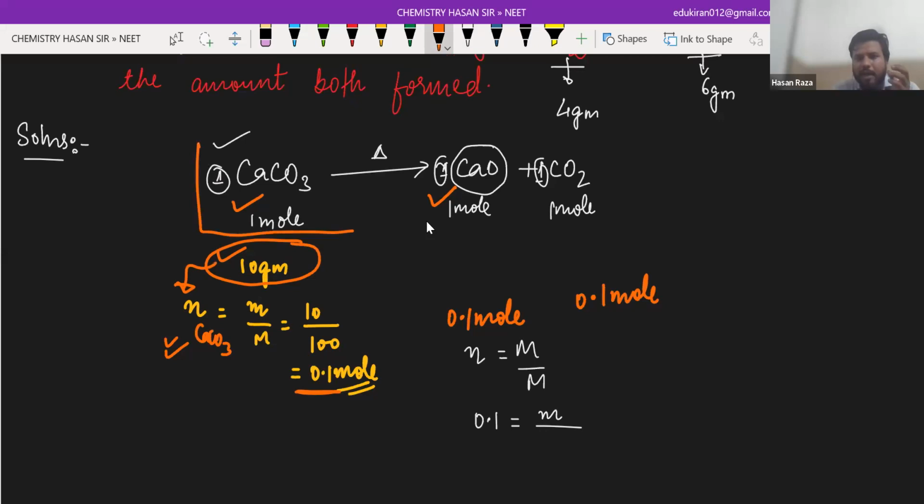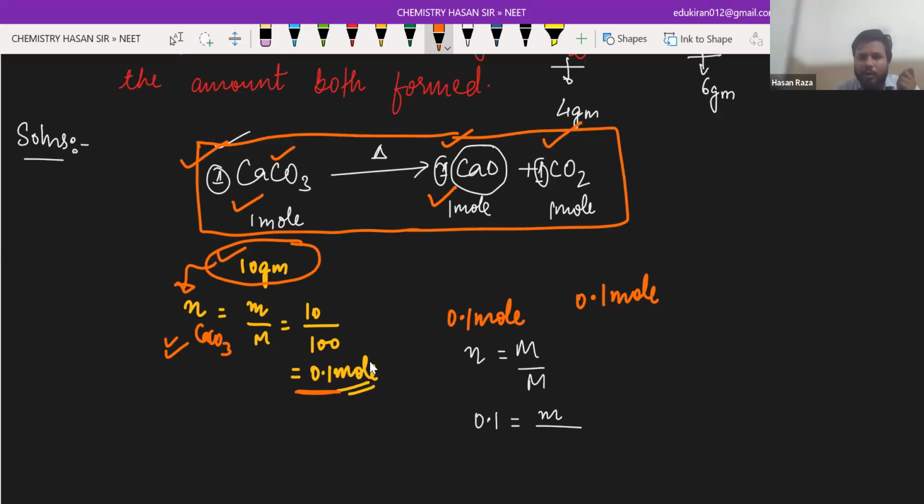So what I was saying is that whatever is given, either mass, volume, or number, you need to convert that into number of moles and then compare. This is the balanced chemical equation in which you can see 1 mole of this will give 1 mole of CaO and 1 mole of CO2. So after calculating the number of moles of CaCO3, you can see 0.1 mole of CaCO3 will give 0.1 mole of calcium oxide and 0.1 mole of CO2.